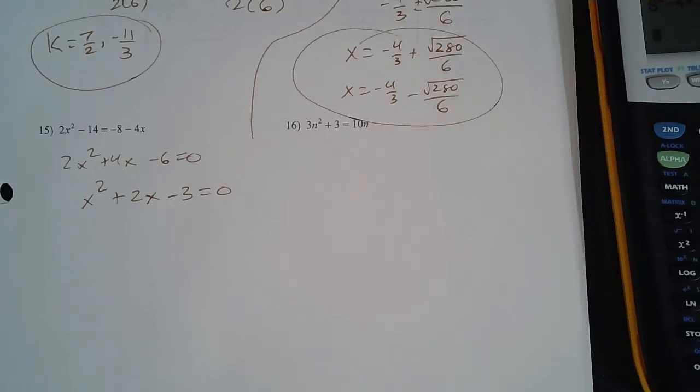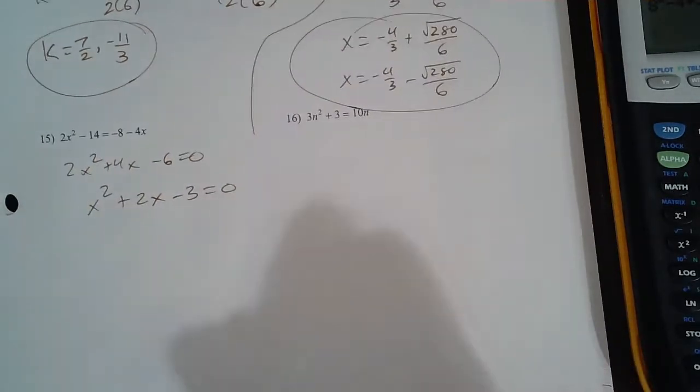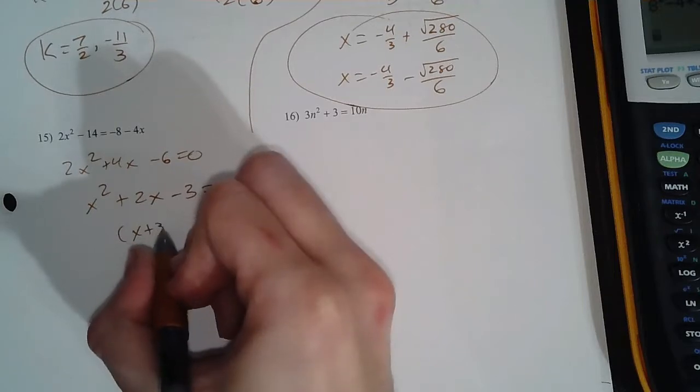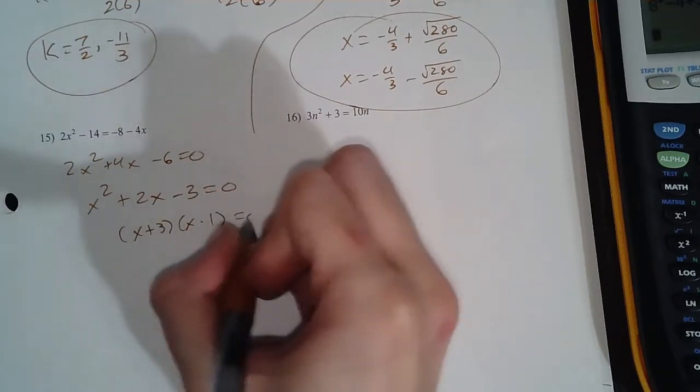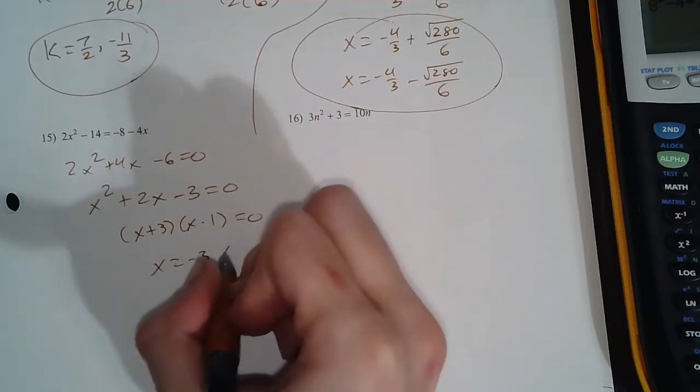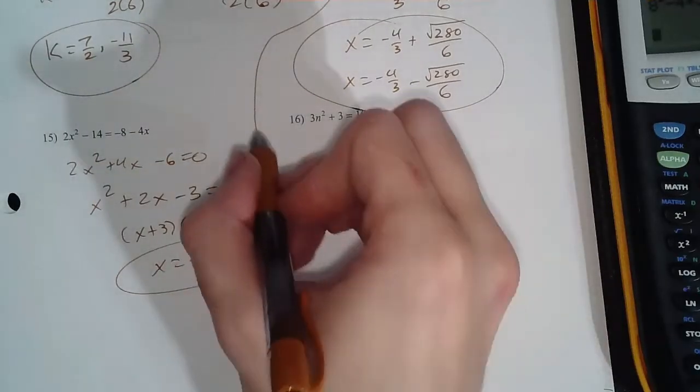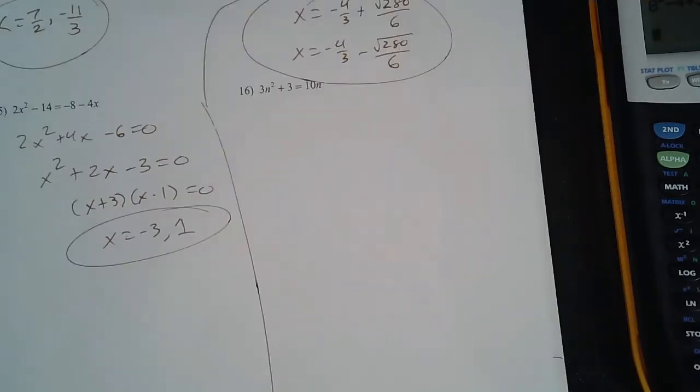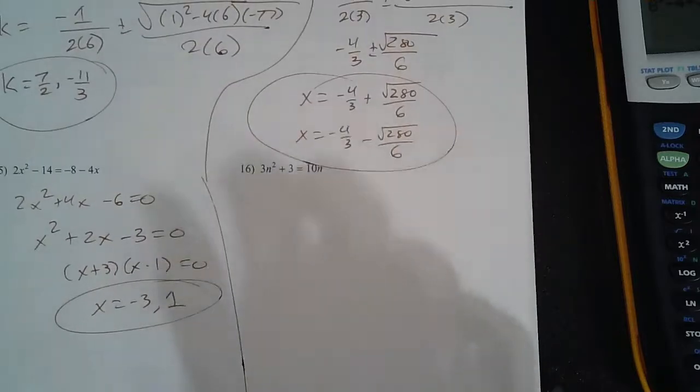And actually now we can do a nice simple problem. What multiplies to negative 3 and adds to positive 2? Well, that's going to be positive 3, negative 1. So x equals negative 3 and 1. Easy peasy. Finishing this off, we only have one problem left, thank goodness.